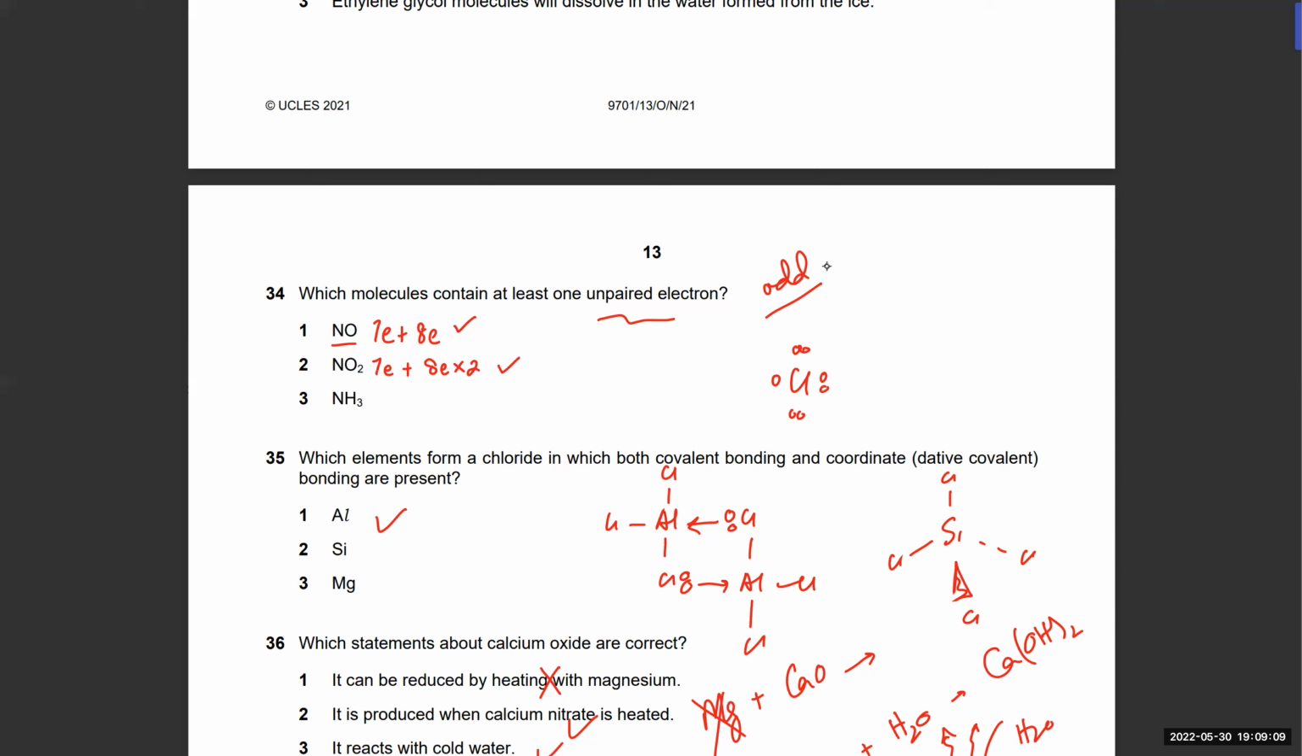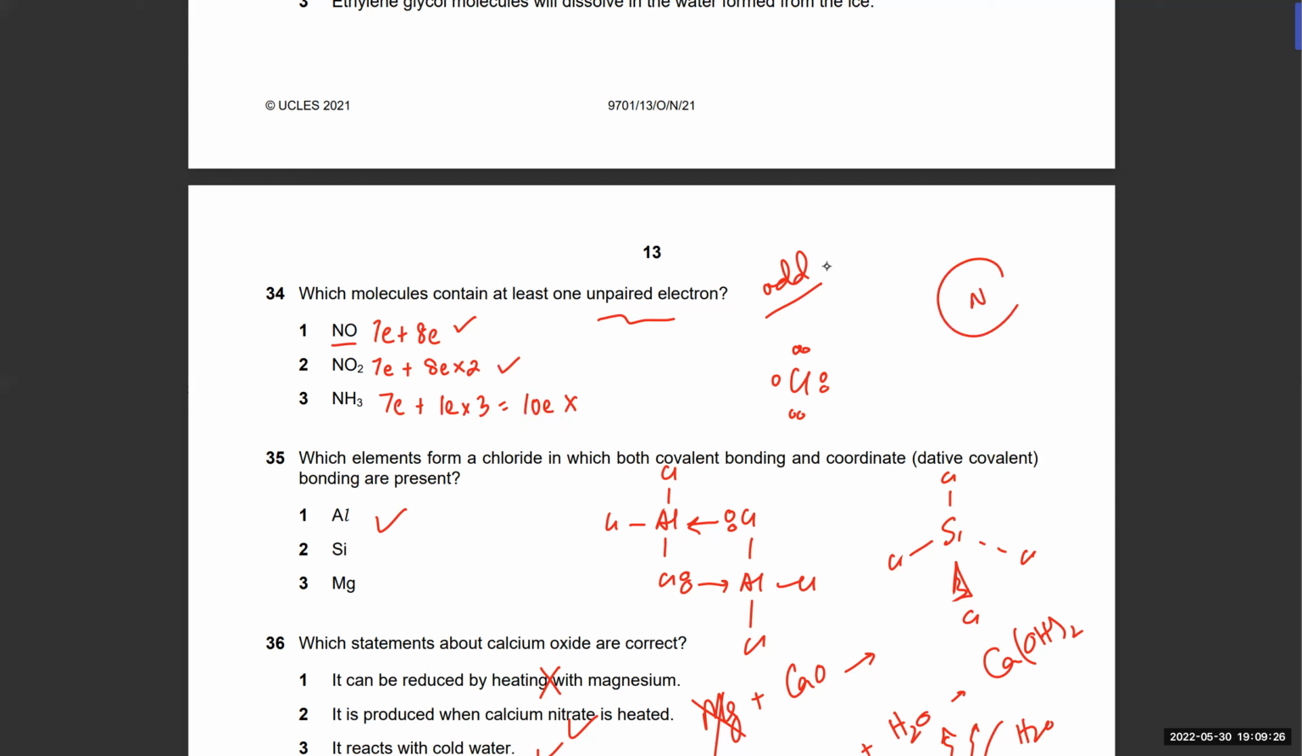What about NH3 then? It's not. Because N has 7 electrons and hydrogen has 1 electron, and there are 3 of them. So that makes it a total of 10 electrons, and it's not going to be unpaired.